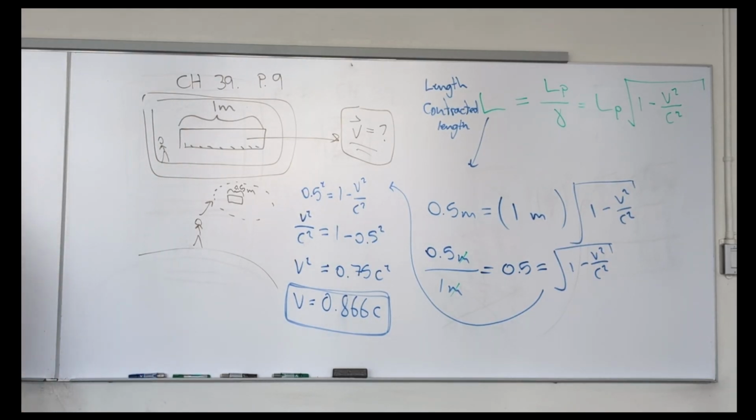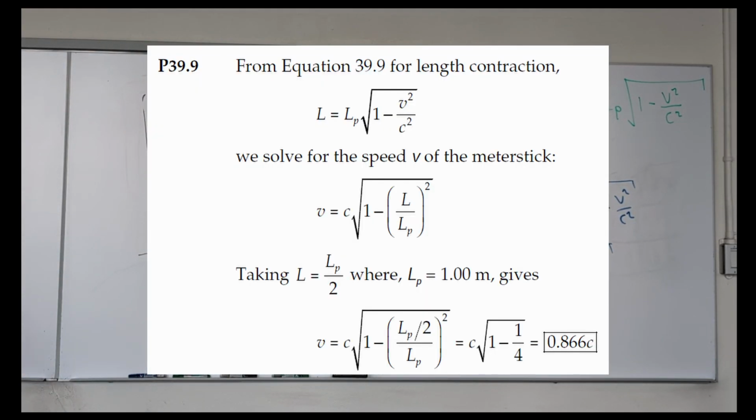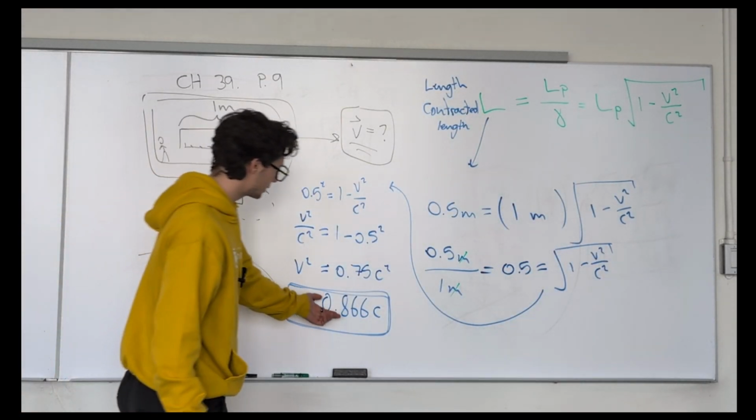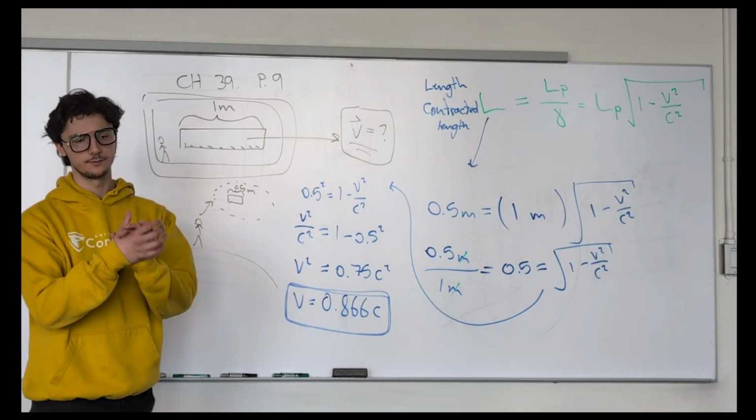Let's actually check if the answer is correct. I have my solution menu over here, problem number 9, which is 0.866 times c, 86% the speed of light. Looks great.